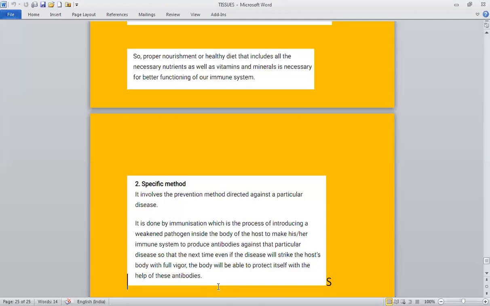And this is immunity: the ability of an organism to recognize, destroy, eliminate, or resist the attack of a pathogen is termed as immunity. What is immunity? Immunity is the ability of an organism to recognize, destroy, eliminate the attack of an organism. Or in simple words, we can say that the ability to resist diseases and to fight against diseases is known as immunity.